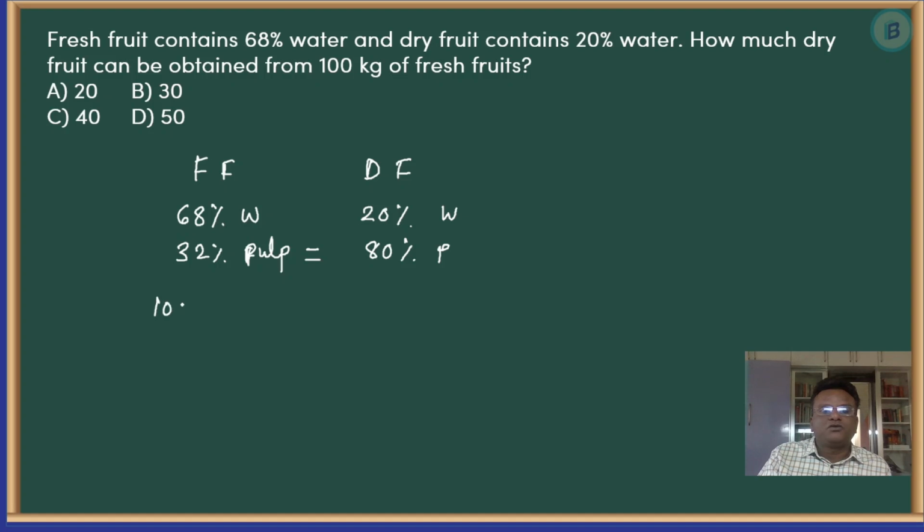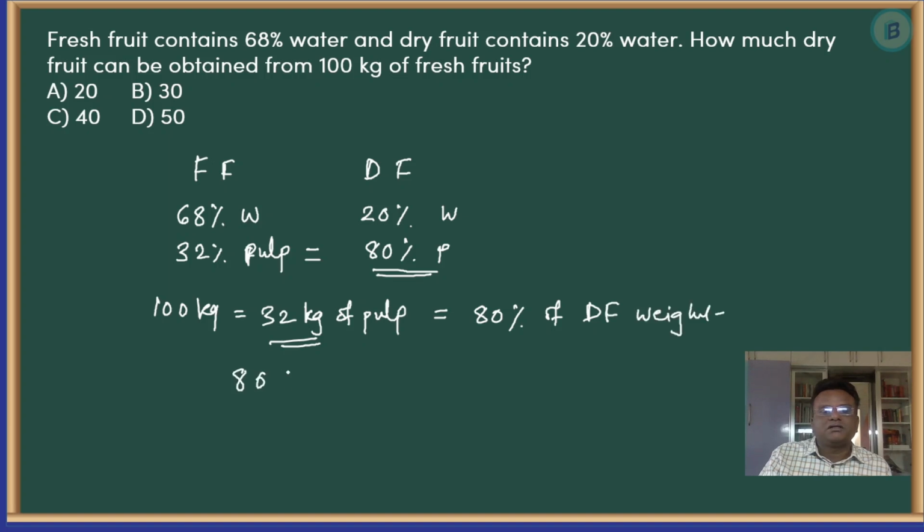So in 100 kg of fresh fruit, you will have 68% water, that is 68 kilo of water, and 32 kilo of pulp. Now 32 kilo of pulp, in dry fruit also it would be 32 kilos of pulp, but it would be 80% of the dry fruit, right? So this would be equal to 80% of dry fruit weight. So if 80% is equal to 32, then 100% is equal to how much?